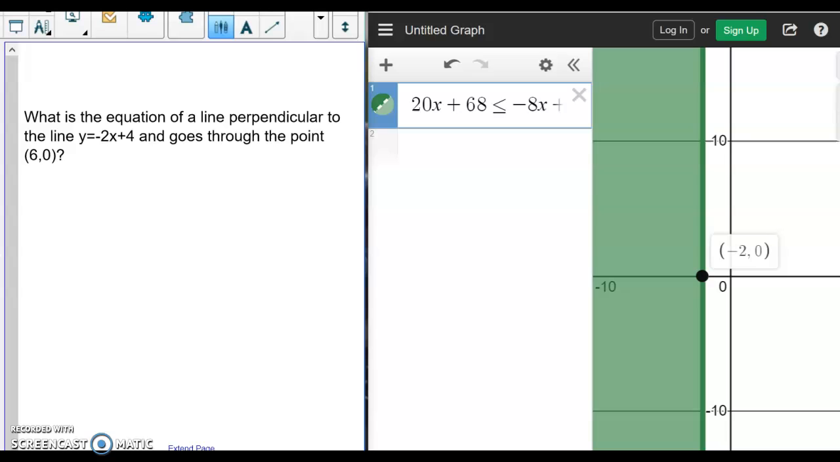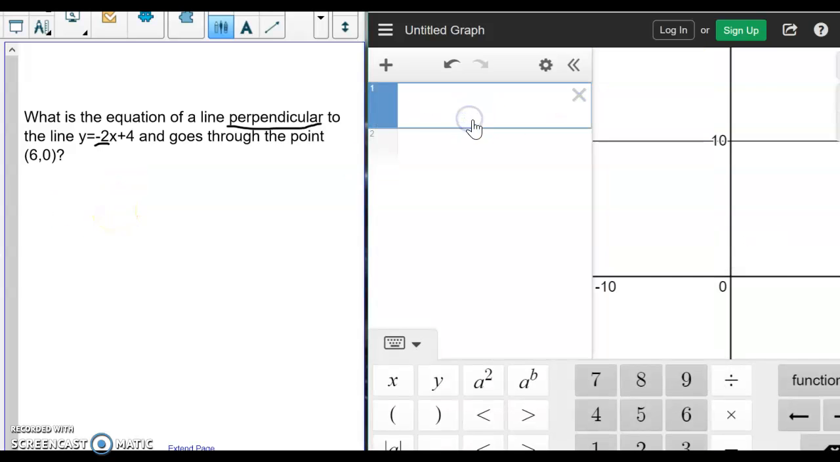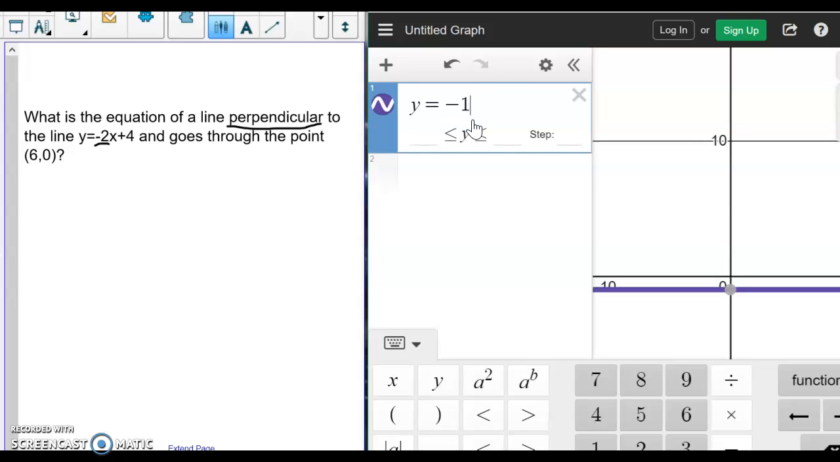All right, what is the equation of a line perpendicular to the line y equals -2x plus 4 and goes through the point (6, 0)? What we want to remember here is perpendicular. For perpendicular slopes, we look at the original slope and then we flip it. So -2 is the same thing as -2 over 1. And when I flip -2 over 1, I end up getting -1 over 2.